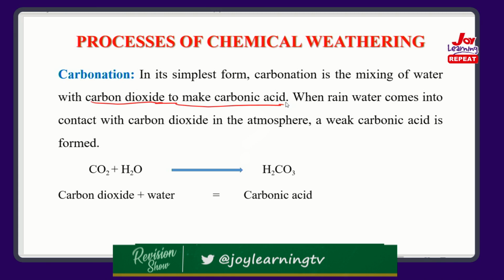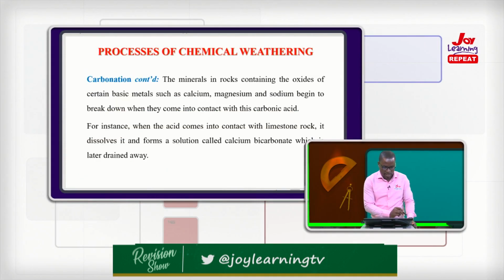When rainwater comes into contact with carbon dioxide in the atmosphere, a weak carbonic acid is formed. So here, CO2, carbon dioxide, plus water, H2O, then will act to give us H2CO3. That is carbon dioxide plus water giving us carbonic acid. All right. Okay. So I think this is where time will allow us.